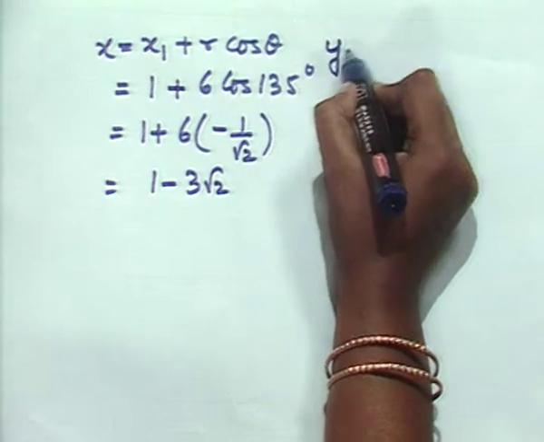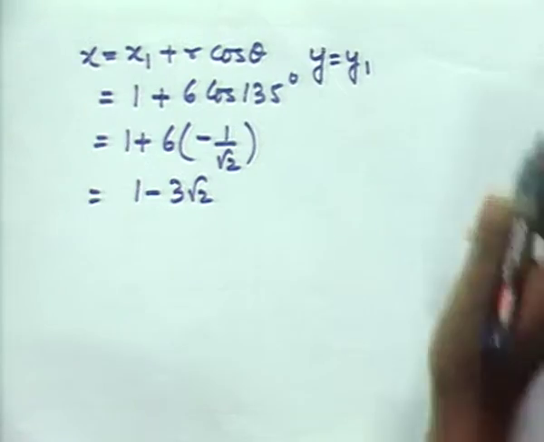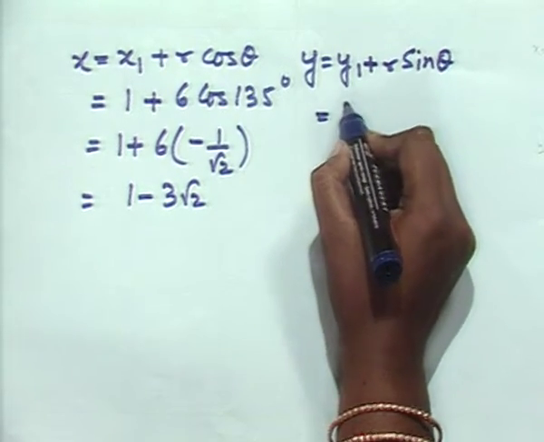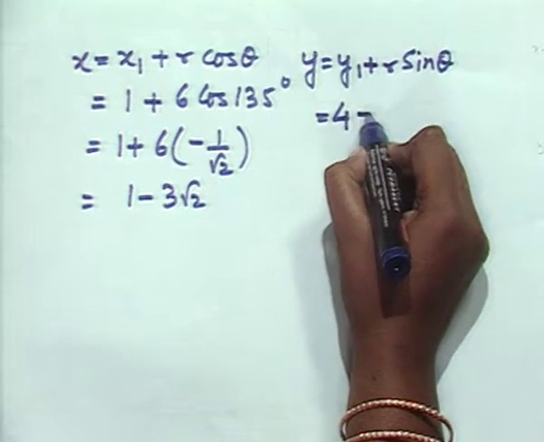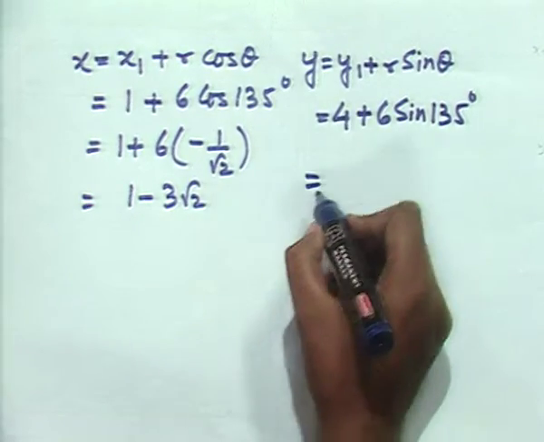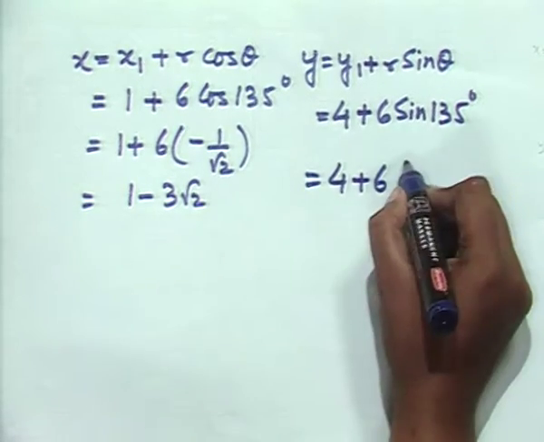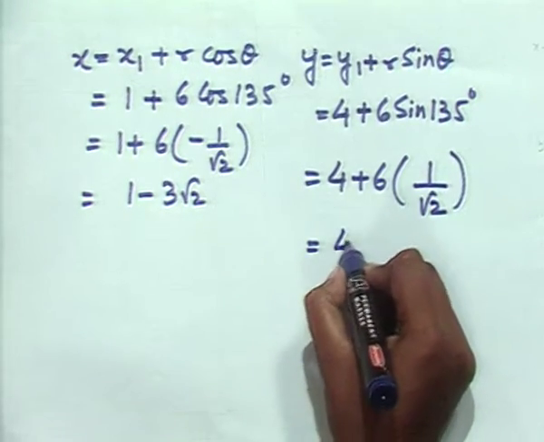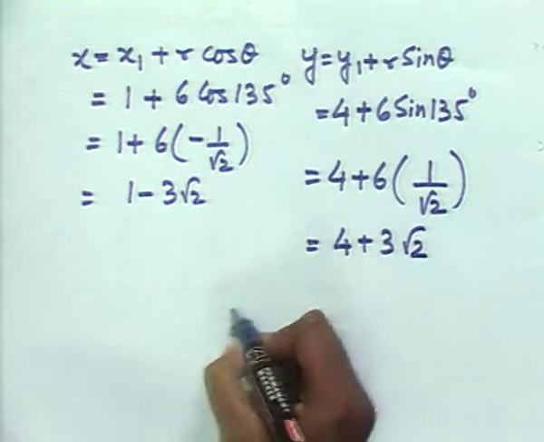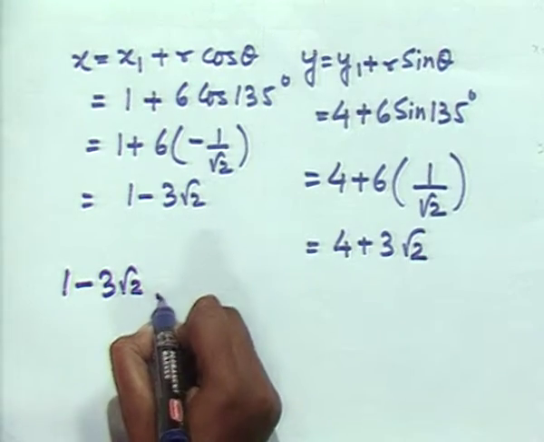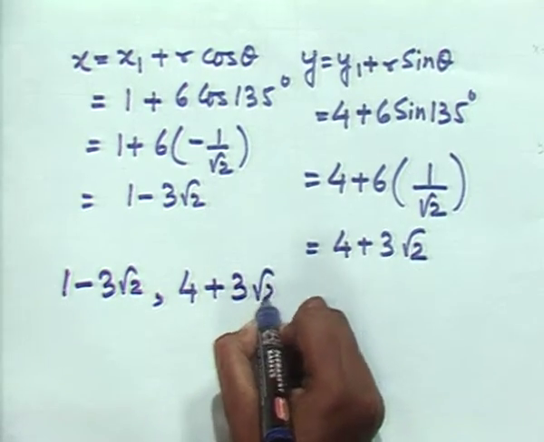Similarly, for the y coordinate we have y is equal to y1 plus r sin theta. Now y1 is given as 4 here, so 4 plus r is 6 times sin 135 degrees, which is equal to 4 plus 6 into 1 upon under root 2, because sin 135 degrees is 1 upon under root 2. So y is equal to 4 plus 3 under root 2. So the coordinates of a point which is on one side of A are 1 minus 3 under root 2 and 4 plus 3 under root 2.